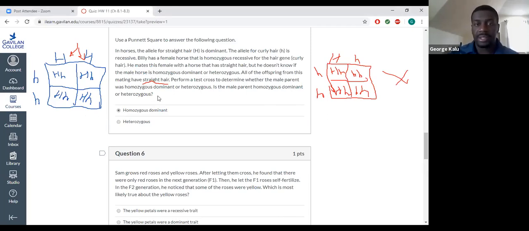Does this make sense? How to do a test cross? Anyone have any questions on how to do a test cross here?